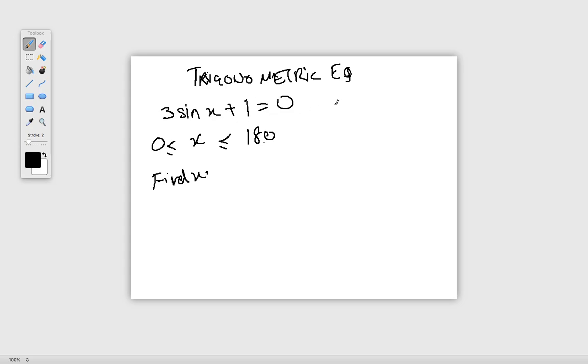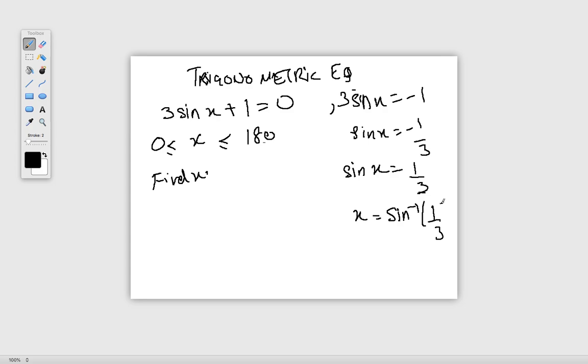So first thing we'll do is solve this equation. So we will put 3 sine x is equal to negative 1. Sine of x is equal to negative 1 over 3. Let's first find out sine x. For a second, let's take sine x equal to 1 over 3, the absolute or positive value. Now if we find the sine inverse of 1 over 3, we get x is equal to 19.47 degrees.